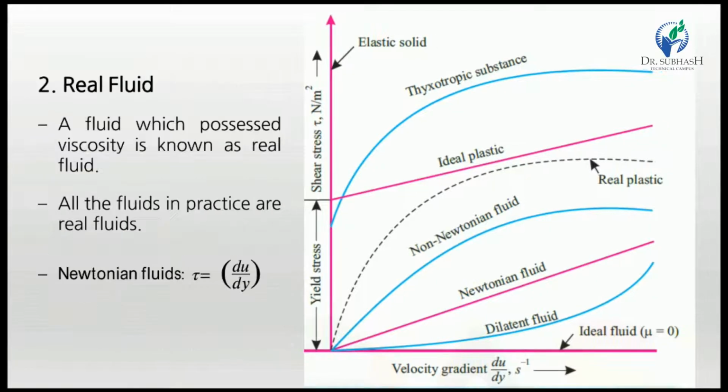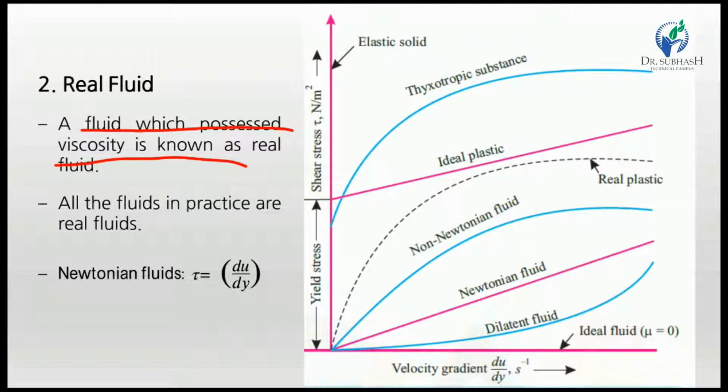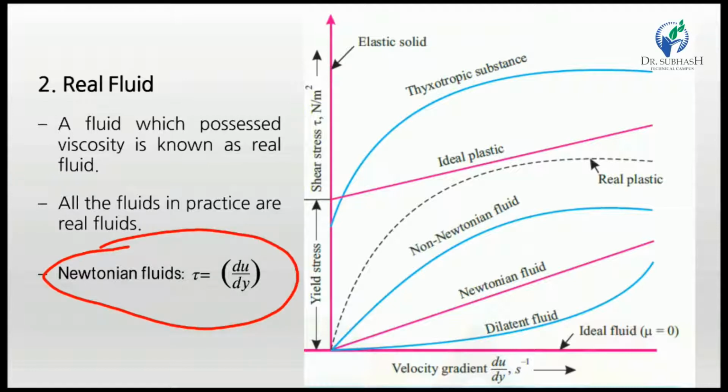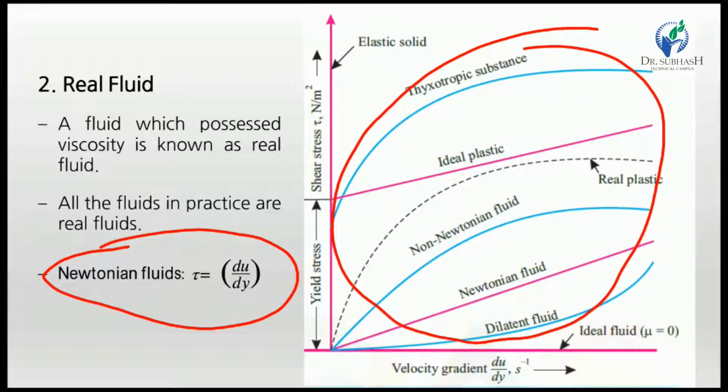Now next is the real fluid. The fluid which possesses viscosity is known as a real fluid. All fluids in practice are real fluids, which have viscosity. We earlier discussed that all fluids have viscosity, so all fluids are real fluids, and real fluids fulfill this equation: shear stress is equal to mu du by dy. So in this graph, all fluids which have viscosity are real fluids.